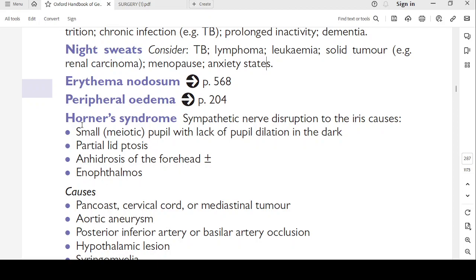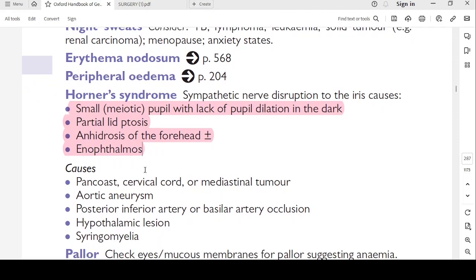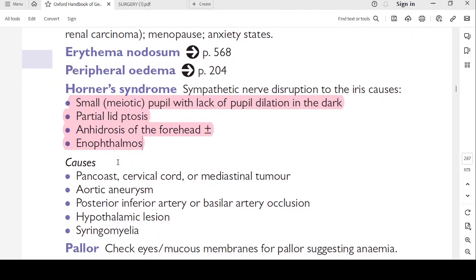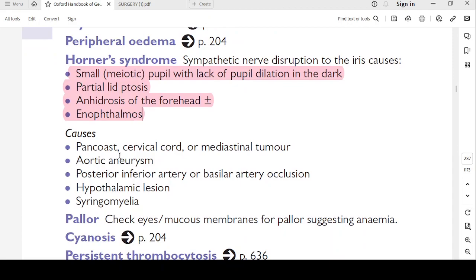This is Horner syndrome. Sympathetic nerve disruption leading to a small pupil with lack of dilatation in the dark, partial lid ptosis, anhidrosis that may be present or absent, and enophthalmos. Causes are Pancoast tumor, cervical cord tumor, or mediastinal tumor. Either it's a Pancoast tumor, cervical cord tumor, or mediastinal tumor.